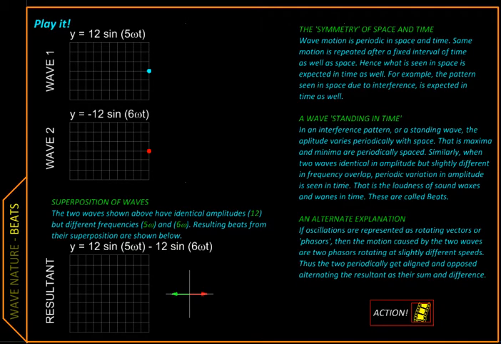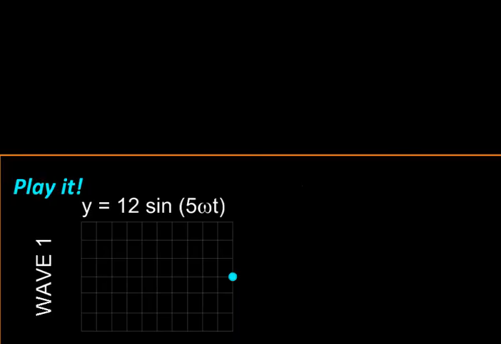So far we have seen what is an SHM and how to represent it as a projection of a rotating vector. This rotating vector is called a phasor, and phasors are a very powerful technique of combining SHMs. We will be using phasors to combine two SHMs of slightly different frequencies and get an interesting phenomenon called beats. So here is our first SHM, and this is its equation of motion.